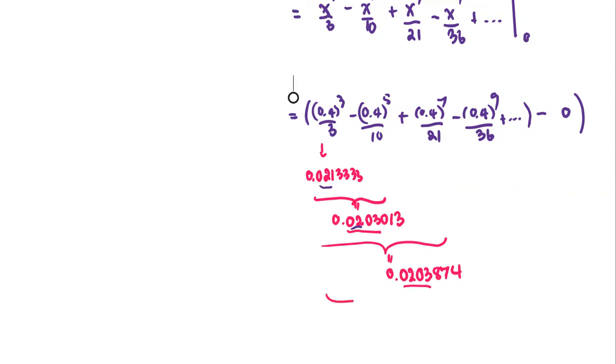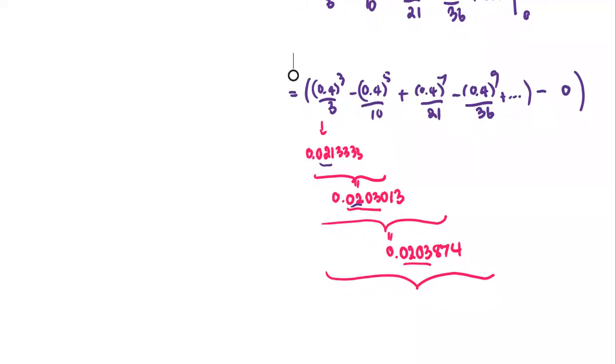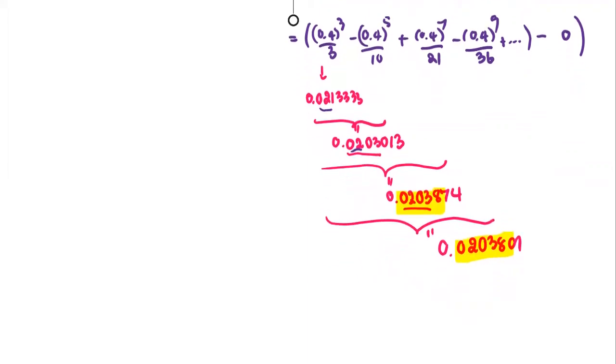Add one more term. After subtracting 0.4 to the 9th over 36 from 0.02038874, we get the estimate value as 0.02038801. As we see, the first 5 decimal places are the same, so we stop the computing at this point. Therefore, the integral from 0 to 0.4 of the natural log of 1 plus x squared with respect to x is approximately equal to 0.02038, correct to 5 decimal places.